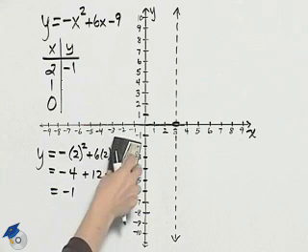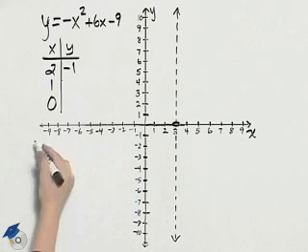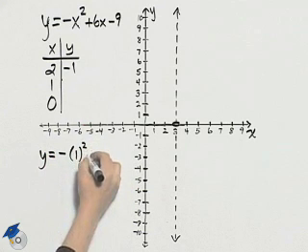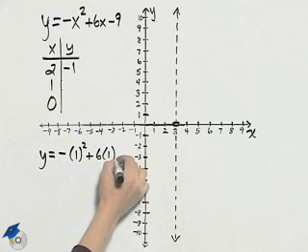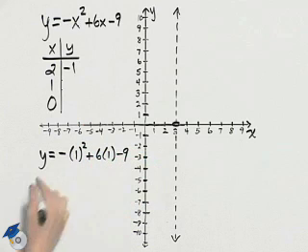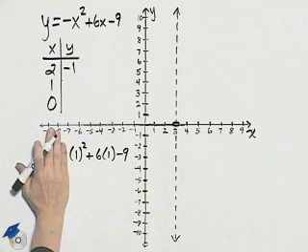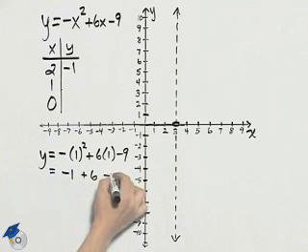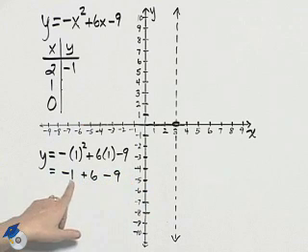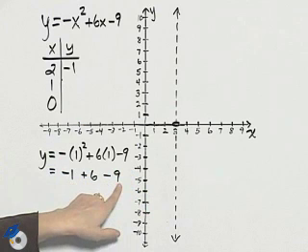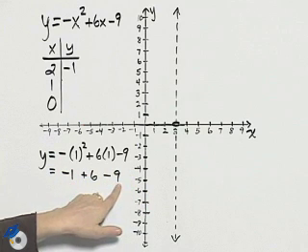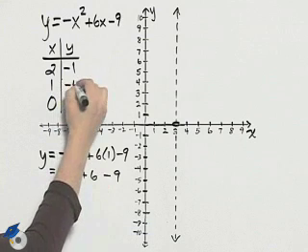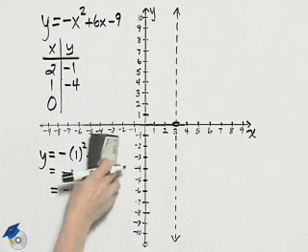I can now solve for y when x is 1. I'll have y equals -1 squared plus 6 times 1 minus 9. Again, I'll have 1 squared, which is 1, but here we have the opposite. So -1 plus 6 minus 9. A -1 and a -9 give us -10, plus 6 is -4. So when x is 1, y is -4.